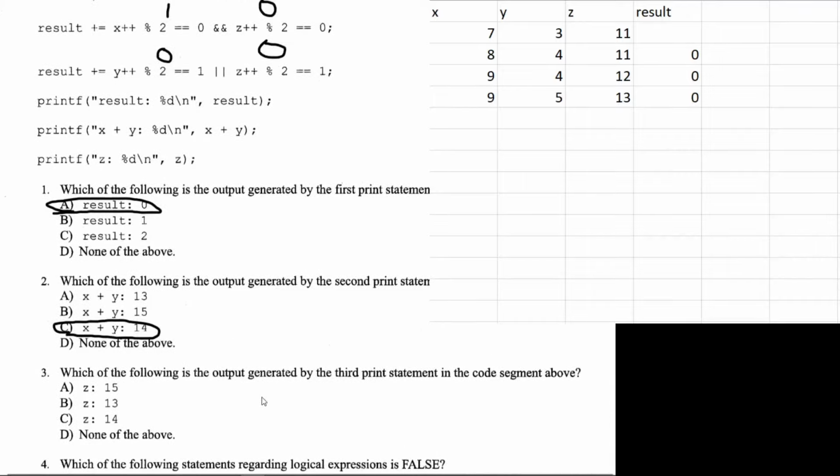Now the last question, what is the output generated by the third print statement? That's simply printing z, which we had put in our tracking table as 13. Answer choice B.